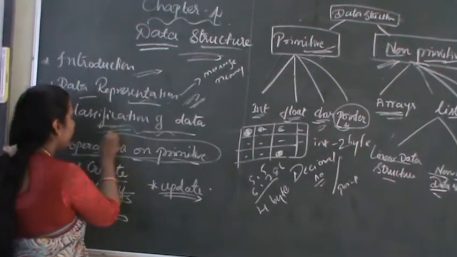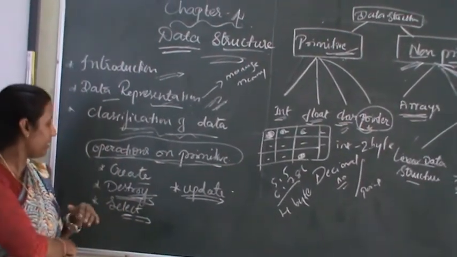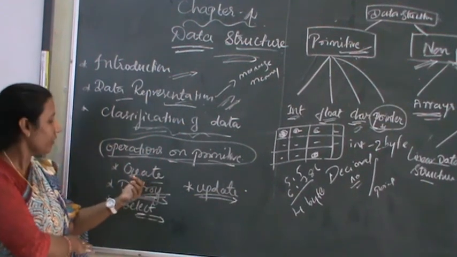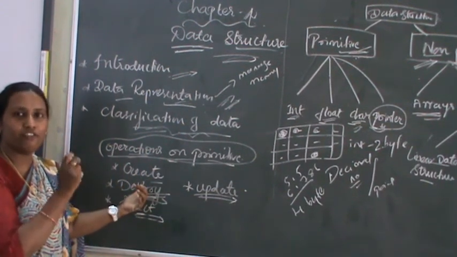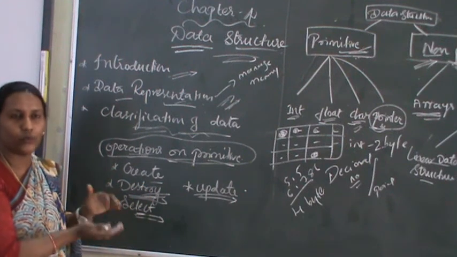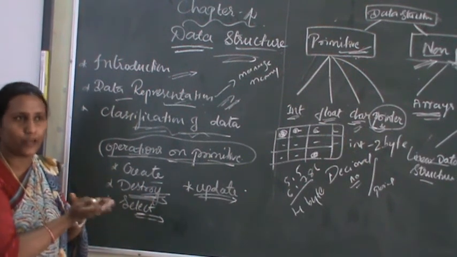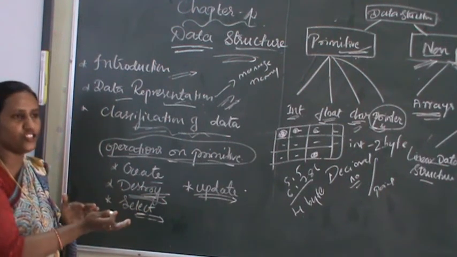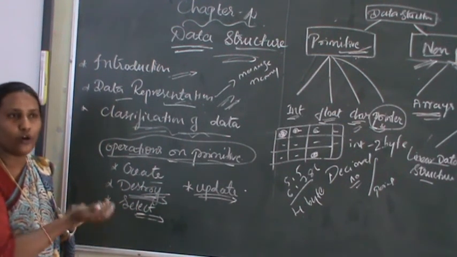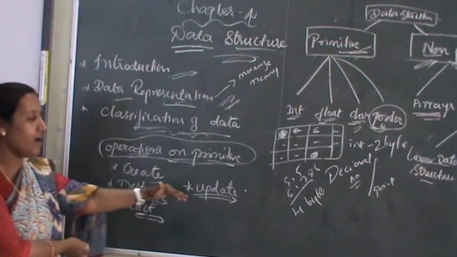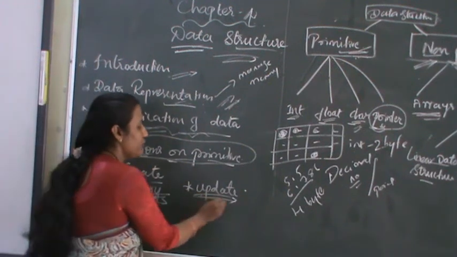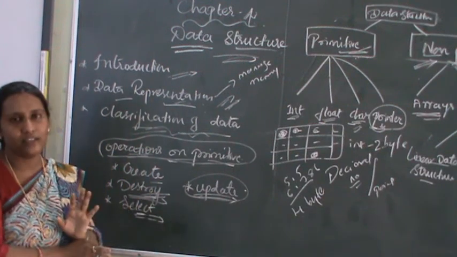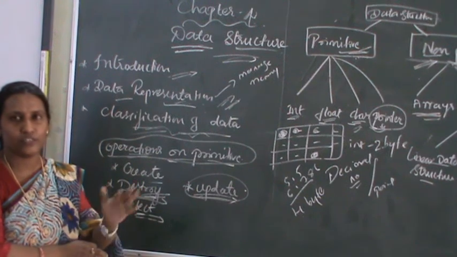Finally we studied the operations on primitive data structures. The create operation allocates the memory for the data. The destroy operation deletes the memory automatically for which the data had been allotted. The select operation is used to select the location of the data. Updation is changing of data or manipulation; any changes if required, we can do that. So this we studied in this class. In the next class we are going to study further.